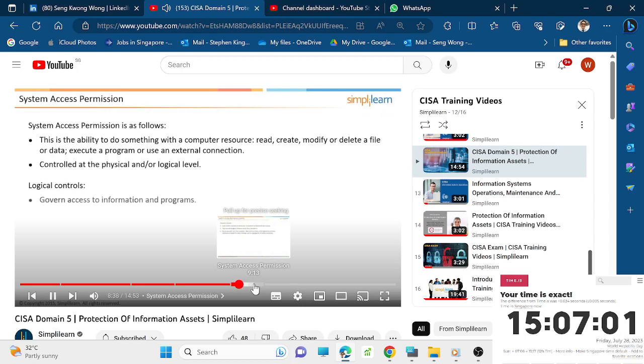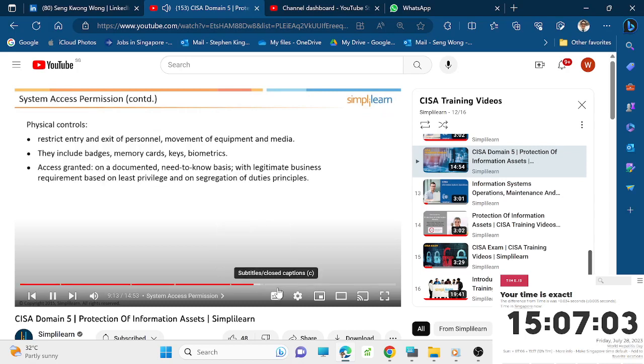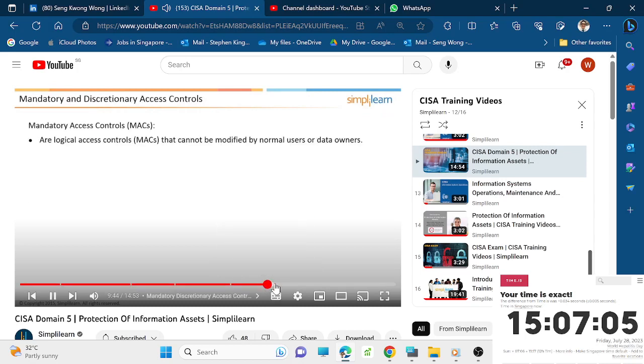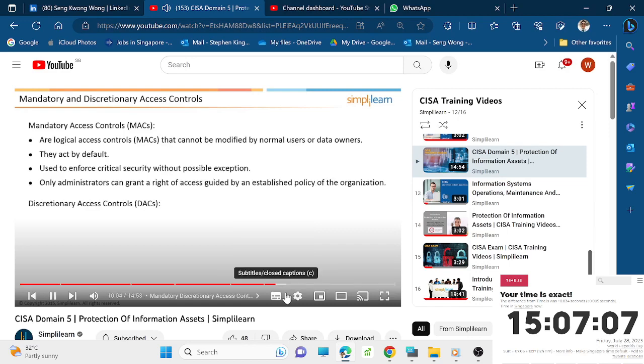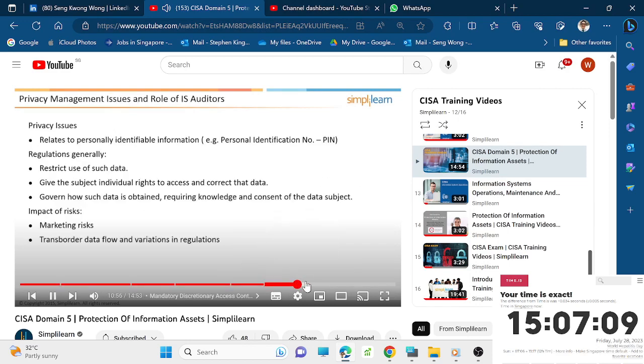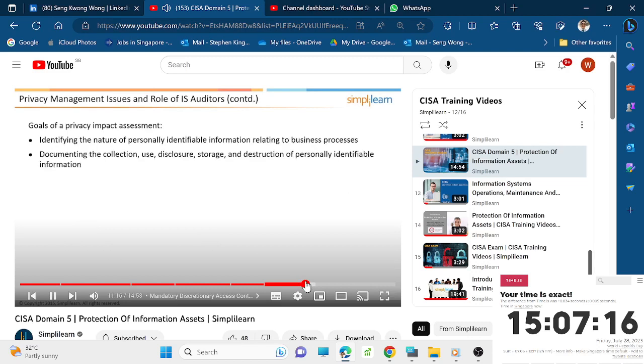Logical controls govern access to information on a need-to-know basis, with legis controls, MACs, discretionary access control, transborder data flow, and variations in regulations and may require privacy experts during collection, use, disclosure, storage, and destruction of personally identifiable information.